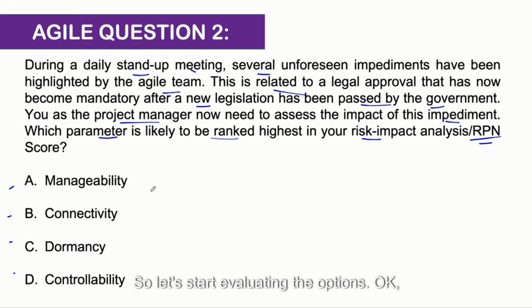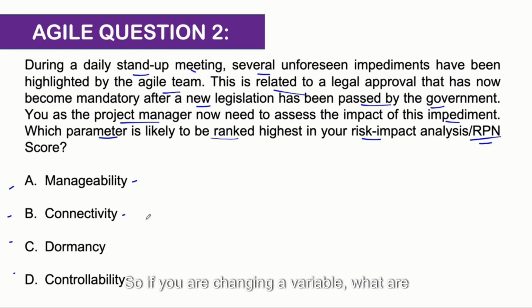So let's start evaluating the options. Okay, manageability. Okay, possible. You can reason that yes, managing a risk is important. So if you want to rate it from 0 to 5, you may rate it like 4 or 5. It's important. I understand that. We'll hold this option. Option B, connectivity. So connectivity essentially means impact analysis. So you need to understand that whenever a risk is occurring, how it is connected to your scope, how it is connected to your schedule, how it is connected to your cost, how it is connected to your resources.